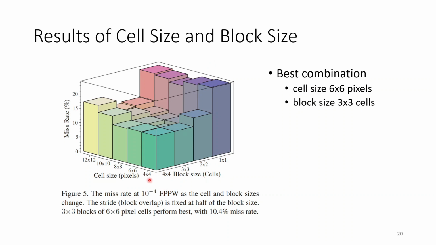So this axis is the block size, and this axis is the cell size. You can see they use very small cells, 4 by 4 pixels, up to slightly larger cells, 12 by 12 pixels. And the block size is no block, just a single cell, 1 by 1, or 2 by 2, 3 by 3, and 4 by 4. Then they compared those settings and found the best combination is a cell size of 6 by 6 pixels and a block size of 3 by 3 cells.